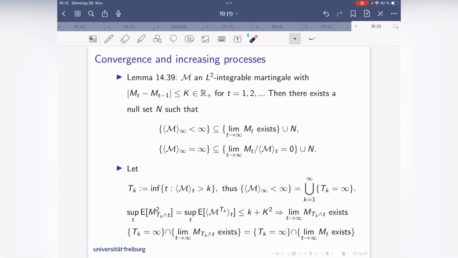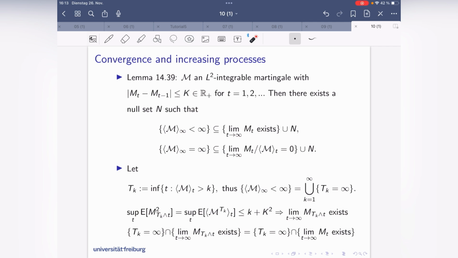One where we can use the increasing process. So remember we had the increasing process for an L2 integrable martingale. So M_t minus M_{t-1} must be bounded here. That's important. And if that's the case, okay, there's a null set, okay. But anytime the increasing process is finite, the martingale converges. And if it's infinite, then M_t divided by the increasing process converges to 0.